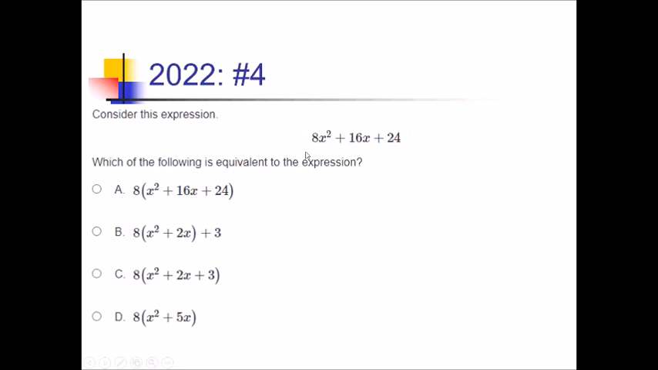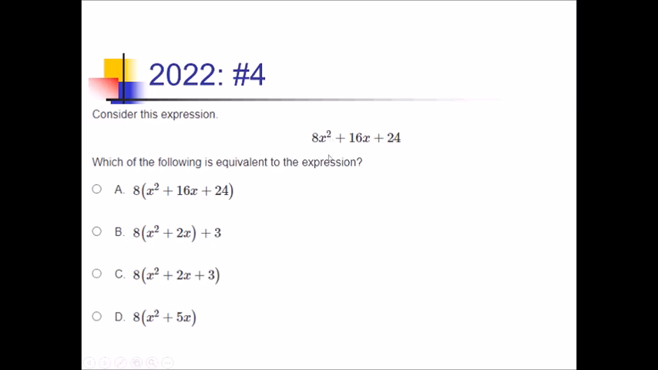For this problem, we're given this 8x squared plus 16x plus 24 expression, and we want to know which of these answer choices is equivalent to this. So if you look at all the answer choices, it kind of gives you a hint as to what you need to do with the original. All of them have this 8 outside of parentheses of one type or another. So it looks like what they did was factor out an 8 from this expression.